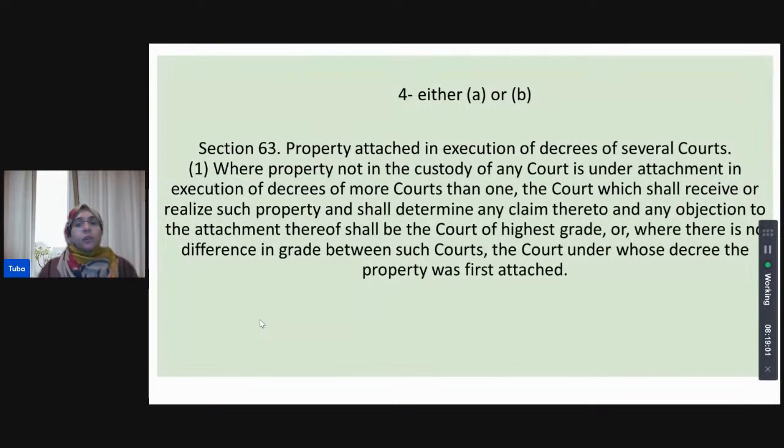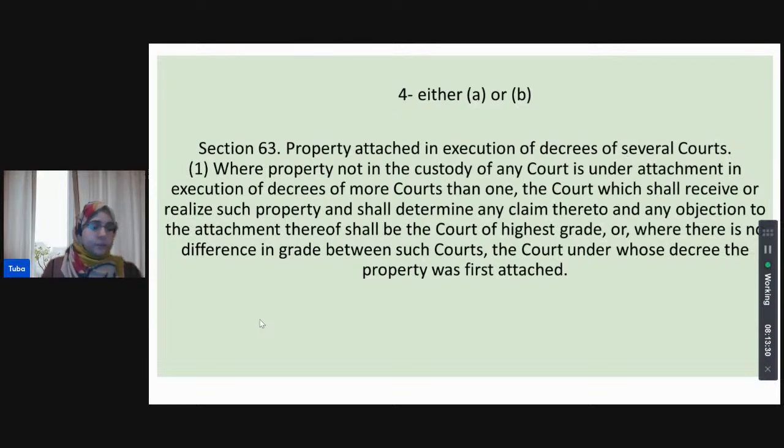So where the property's attachment and the execution of such decrees is with multiple courts, either it will be the court of highest grade, or where there is no difference between the courts' grades, the court that attached the property first. So either A or B: you either go the route of whichever court is higher, or where the courts' grades are equal, you go to whichever court made the attachment first. So we have to follow either A or B.